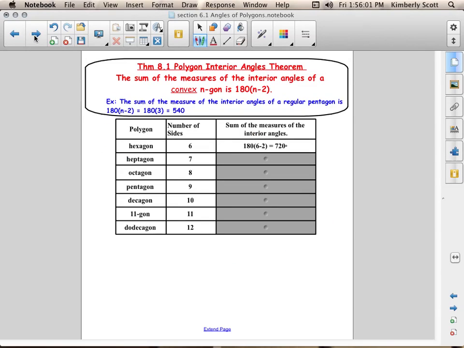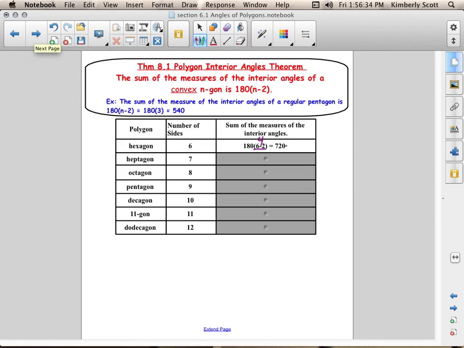Good. Moving on. Now here's our theorem. Theorem 8.1, polygon interior angles theorem. This one's super simple. The sum of the measures of the interior angles of a convex, that's the only tricky part there, it has to be convex, n-gon, that means any polygon with n sides, is 180 times n minus 2. See, look at the hexagon that we talked about. We have 6 sides, and there were 4 triangular regions in that. So 180 times 4, and the way we get 4 is just by doing 6 minus 2.